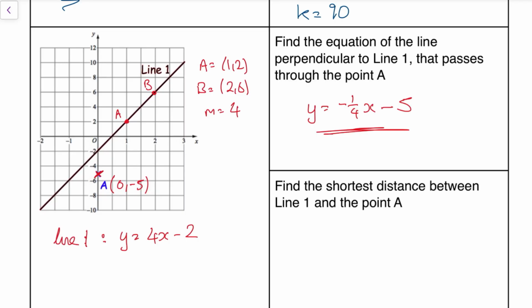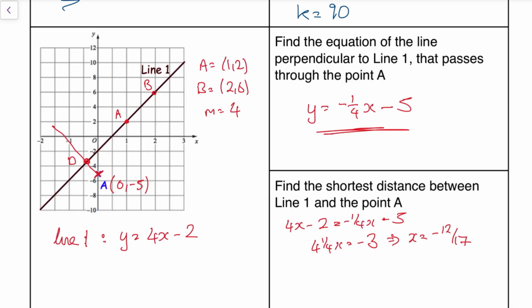So the first thing I need to do is I need to work out, so this is line 2, I need to work out the point B. No, I've already said B, let's call it D. So I need to work out the point D. Now the point D is where 4x minus 2 is equal to minus a quarter x minus 5. 4 and a quarter x is equal to minus 3, which means that x is equal to, now this isn't going to be very nice at all, minus 12 over 17.